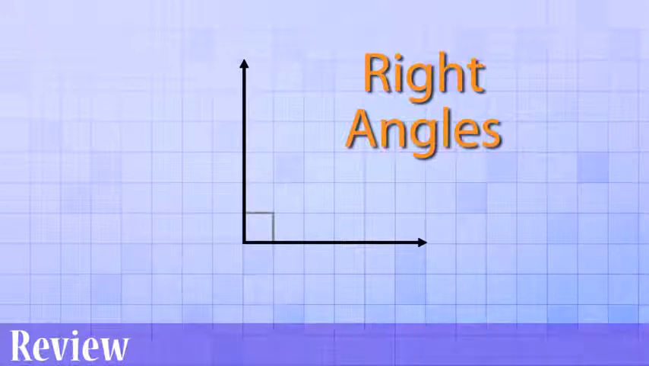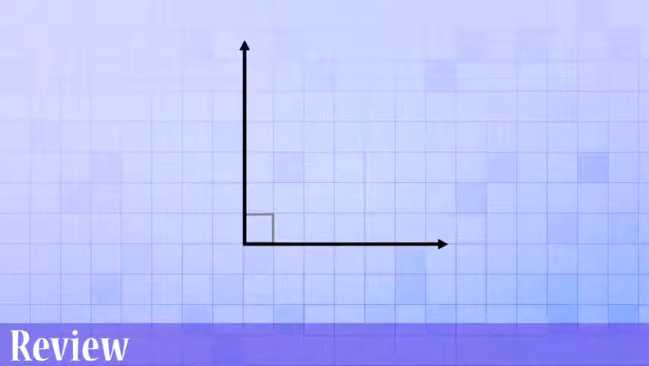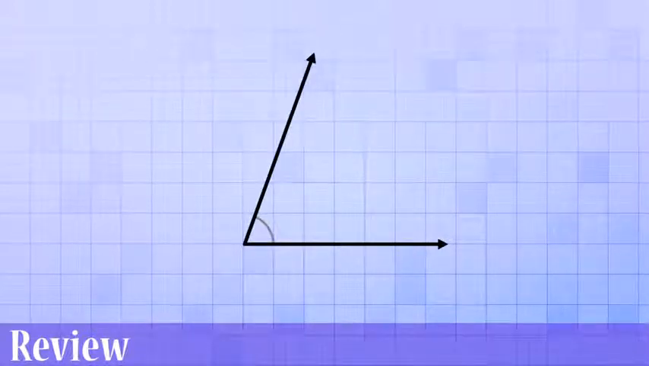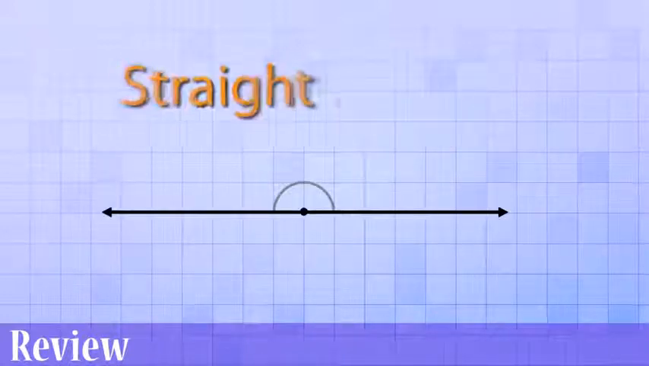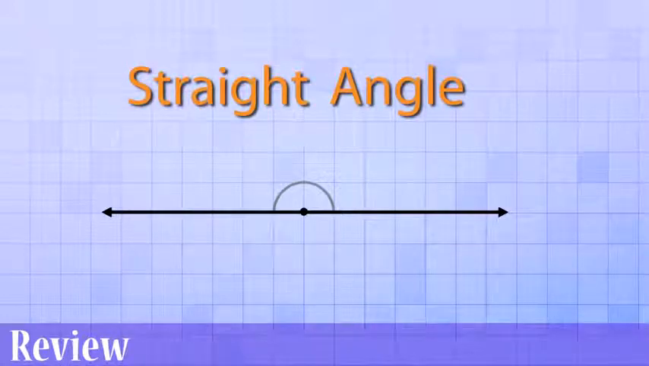Right angles are square corners, and we use a special square symbol to show that an angle is a right angle. An angle that's smaller or less than a right angle is called an acute angle. An angle that's bigger or greater than a right angle is called an obtuse angle. A straight angle is formed by two rays pointing in exactly opposite directions. A straight angle is really just a straight line.